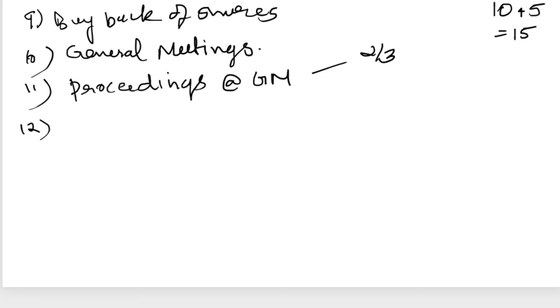What is half of 15? Half of 15 is 7.5, right? So the quorum might be 9 or 8. That is two-thirds majority, most probably 9. Consider it as 9. Some companies need 10. It is the discretion of the company to decide the minimum number.